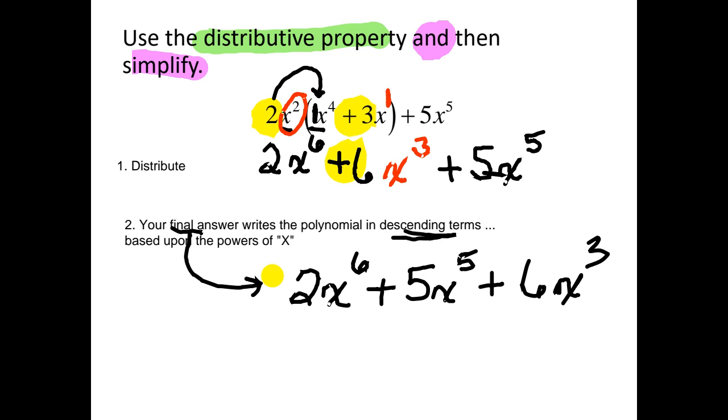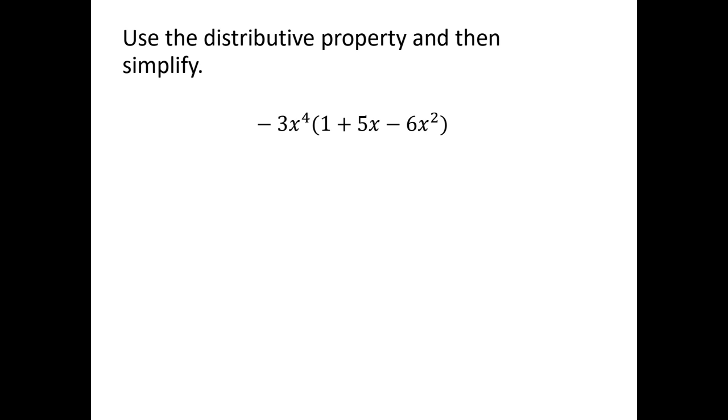Okay. Now, again, distribute. This negative 3 is multiplying by 1, which means I have a negative 3, but I can't forget x to the 4th.